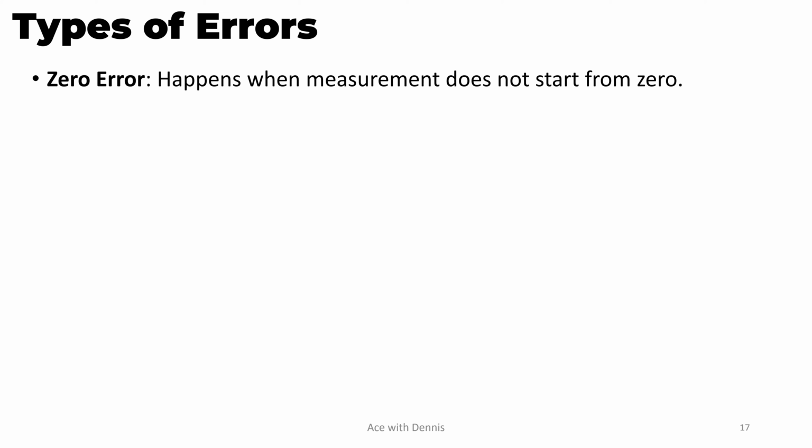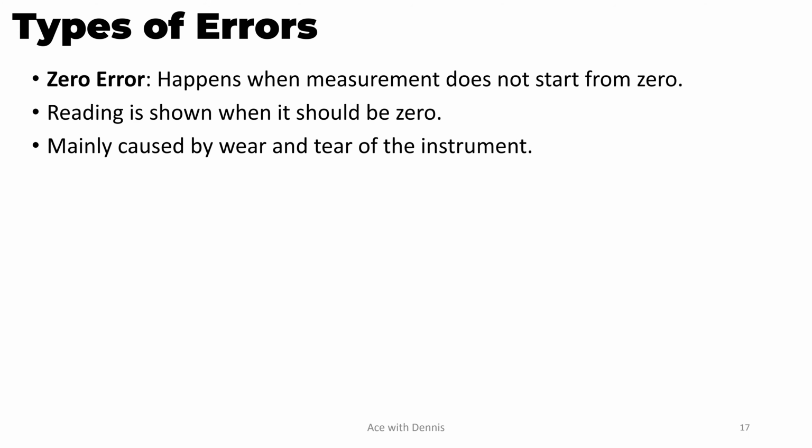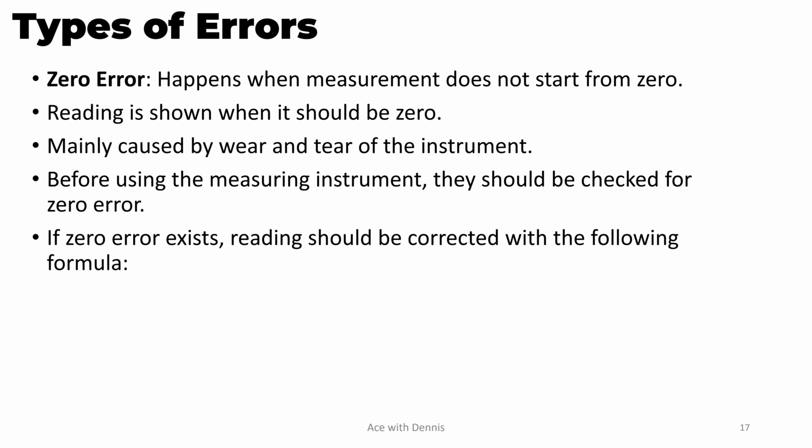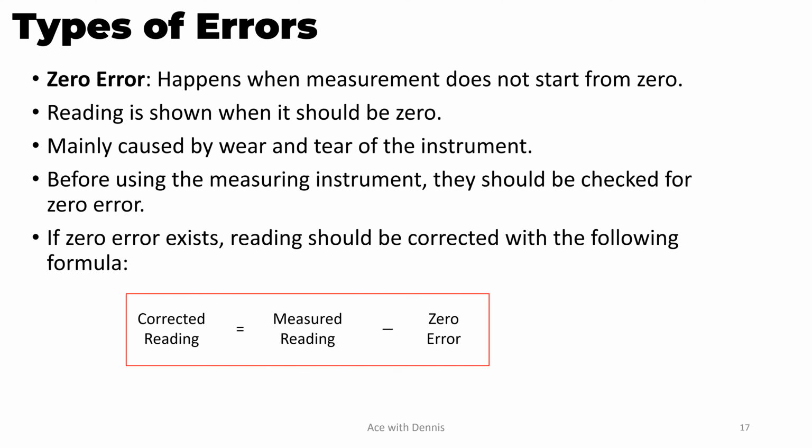Next, let's talk about zero error. It happens when measurement does not start from zero. Reading is shown when it should be zero. This is mainly caused by wear and tear of the instrument, because before using measuring instruments, they should be checked for zero error. If zero error exists, the reading should be corrected with the following formula. Corrected reading equals measured reading minus zero error. Please remember this formula.